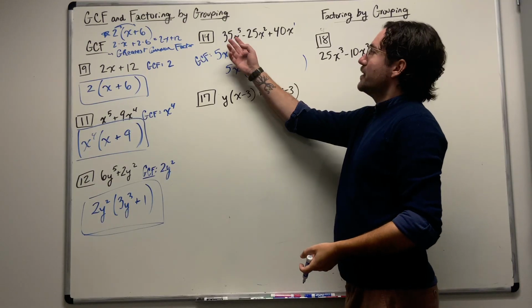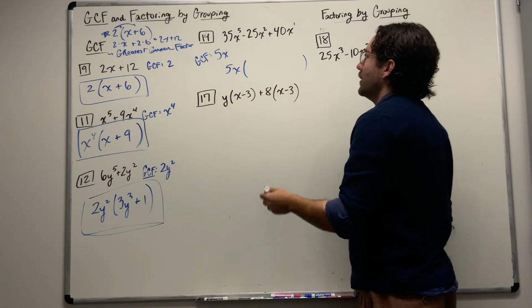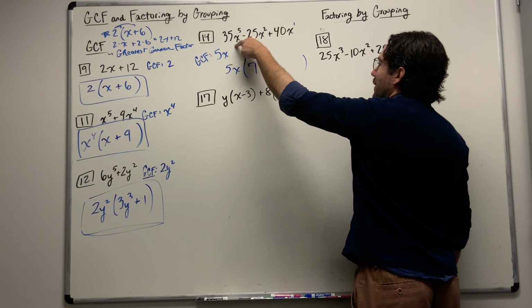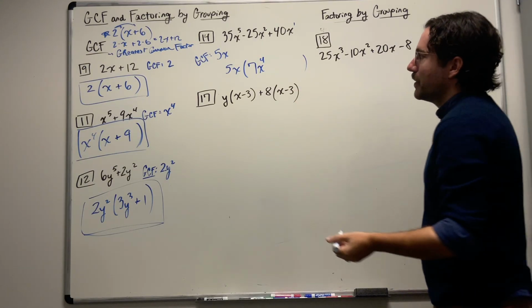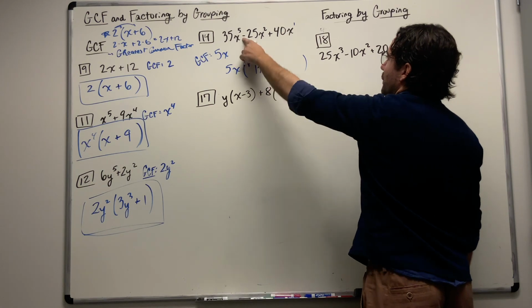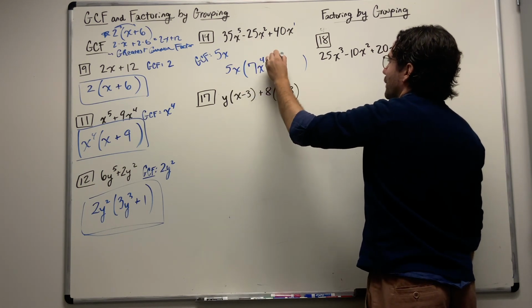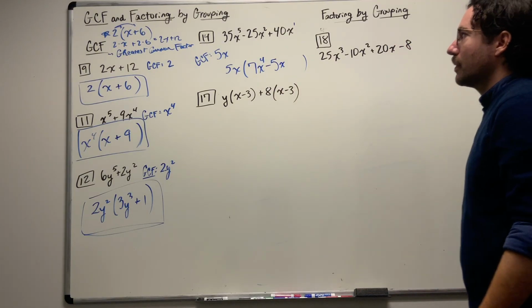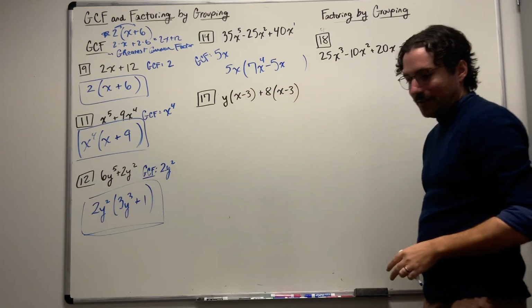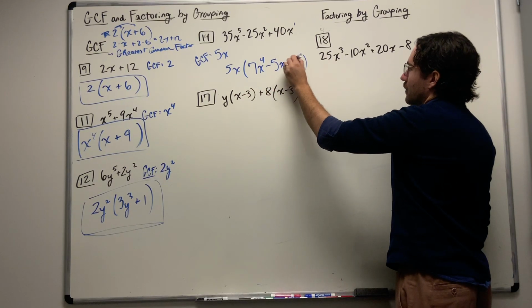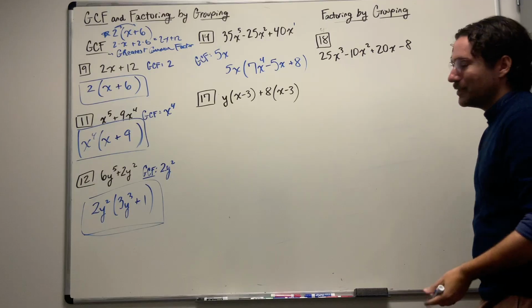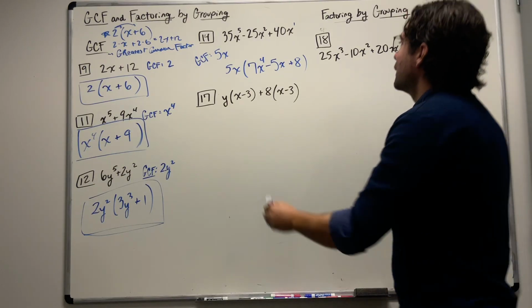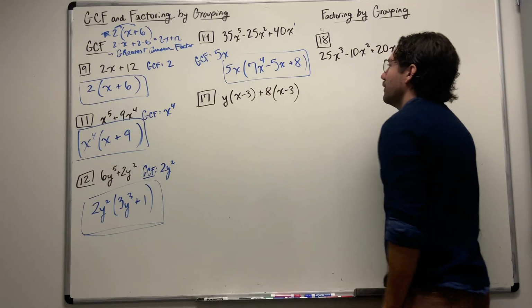So let's take it one term at a time. 35 divided by 5 is 7. And I had 5 x's and I took 1 out, so there should be 4 left over. 7x to the 4th power. And then minus, because of my minus here, 25 divided by 5 is 5. I had 2 x's, I took 1 out, there should be 1 left. And then 40 divided by 5 is 8. And I took that x out, there's no x's left over. So just the 8. So 5x times 7x to the 4th minus 5x plus 8.